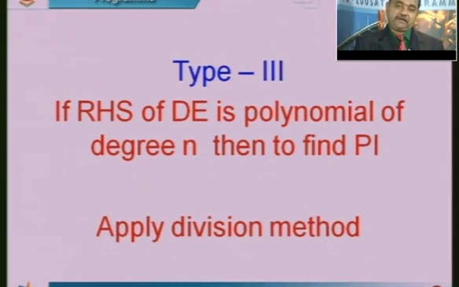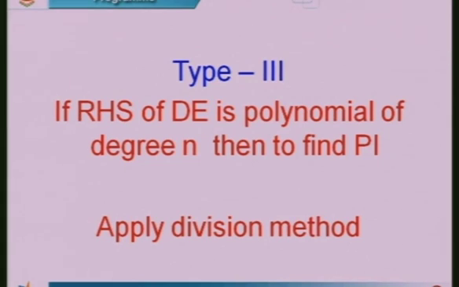First and foremost, in type 1 there is a possibility that the denominator may become 0 in the inverse differential operator method. In type 2 also it is possible. In the previous lecture I showed examples of how it becomes 0. Very important: that trouble is not there in type 3. There is no chance of the denominator becoming 0 in type 3.